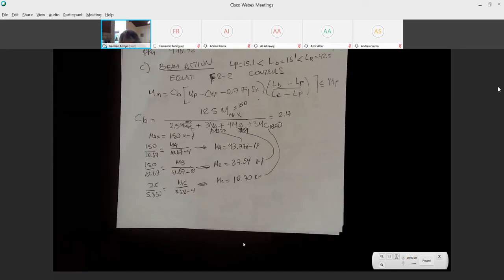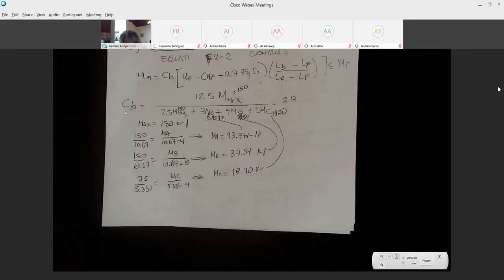One question for everybody. How do I compute the C sub B for the weak axis? Anybody? How do we compute the C sub B for the weak axis? You don't have to. There is not. If you do, I have to kill you. So please, there's no C sub B for the weak axis.